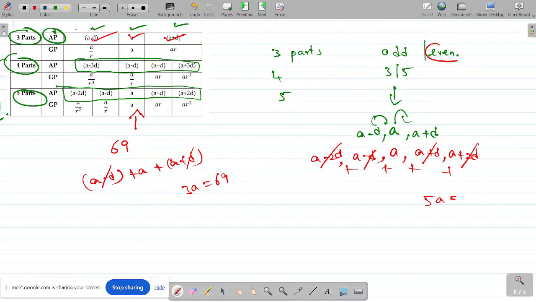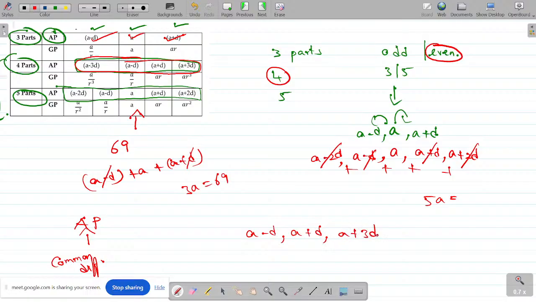Now what happens with respect to this even number dividing, which means dividing into 4 parts? I cannot take directly A because I cannot easily cancel D. So instead of taking A, here we'll take as A minus 3D, A minus D, A plus D and A plus 3D. See, we say it follows arithmetic progression. To say this is arithmetic progression, we need to have the common difference, right? What do you mean by common difference? The difference between the two consecutive terms should be same always.